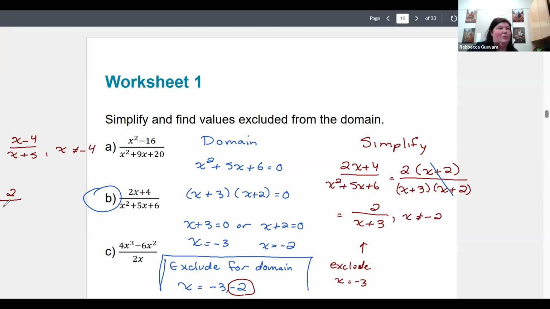So we're going to have 2x plus 3, but we have to remove that x equals negative 2, because that is the one point that is removed from my domain that I cannot see in the simplified form.